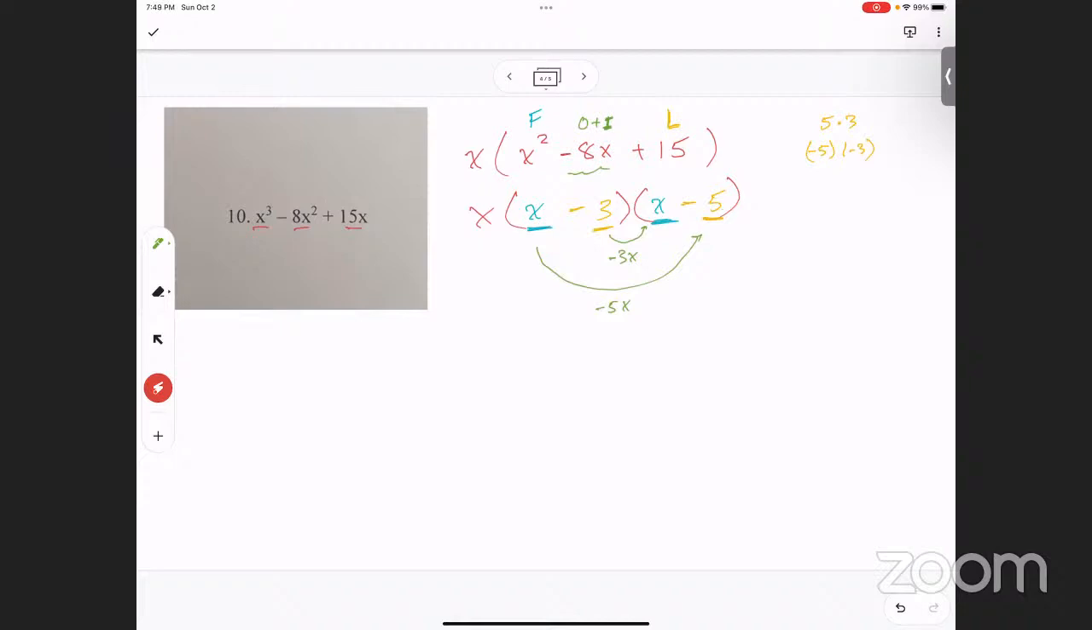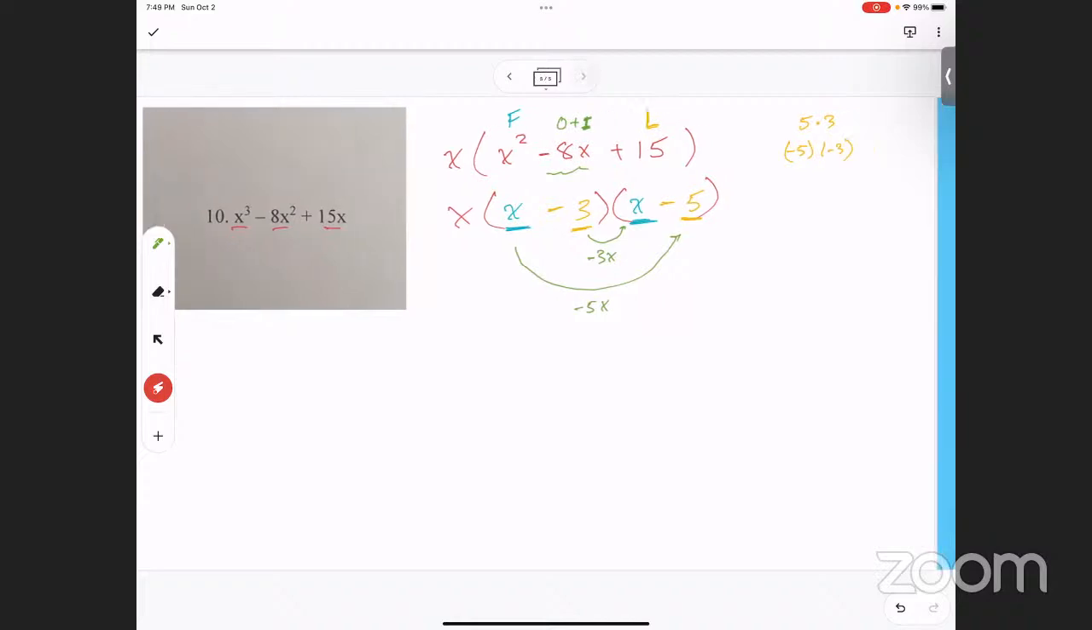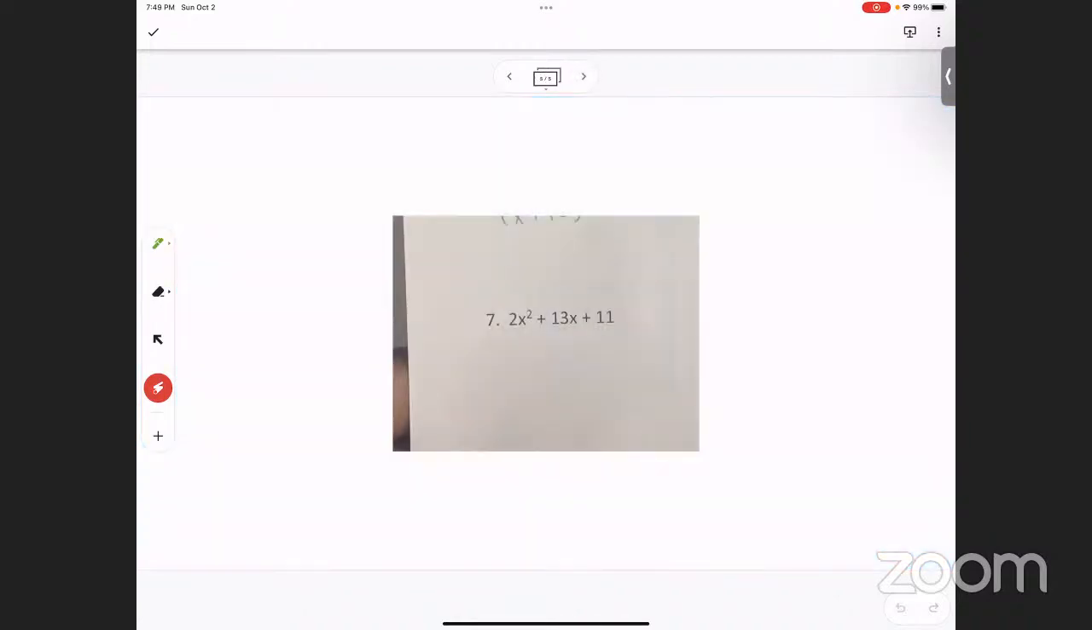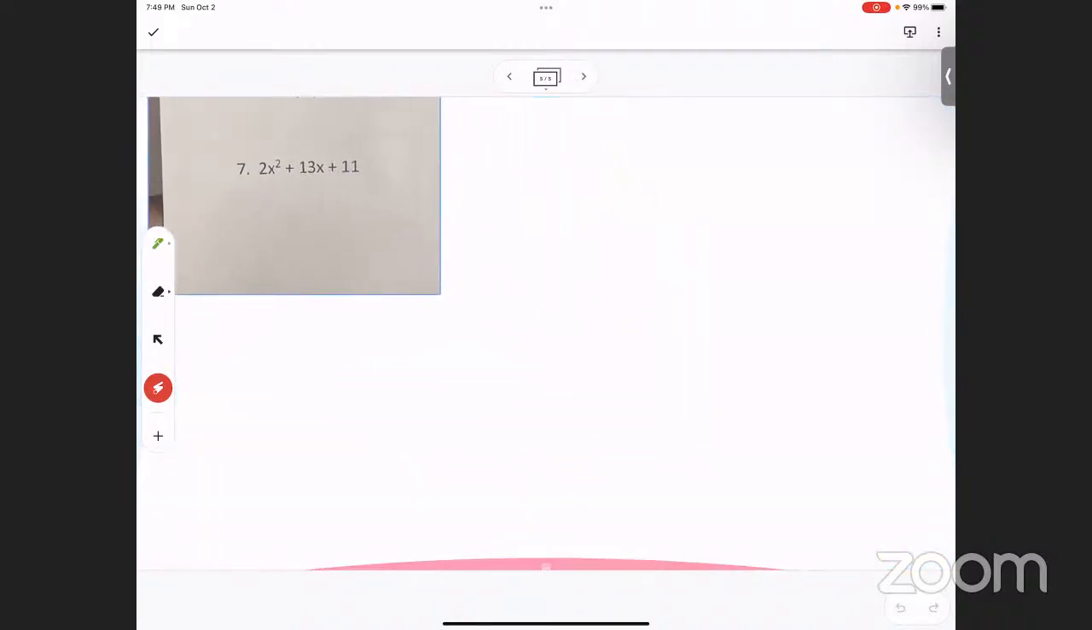Okay. That makes sense how we did that? Yeah. Okay. So now this one's different because there's not a 1 in front. Now there's different ways teachers teach this. Has your teacher taught you a way to do this? Probably. I was sick the day we did this, so.